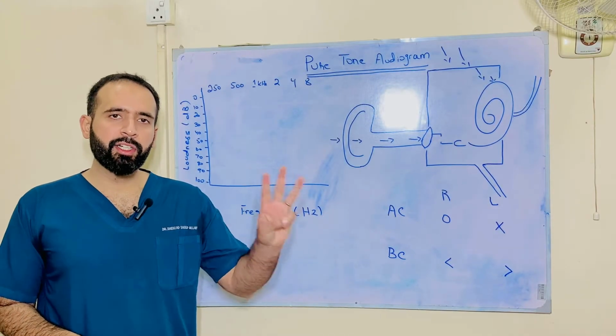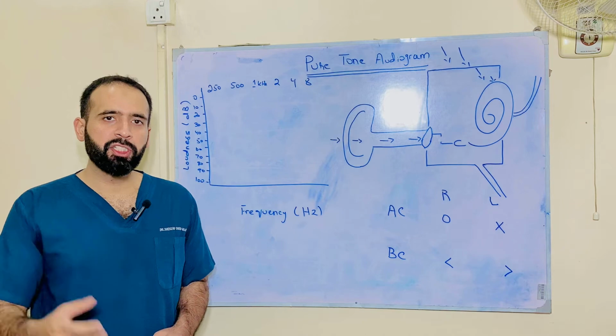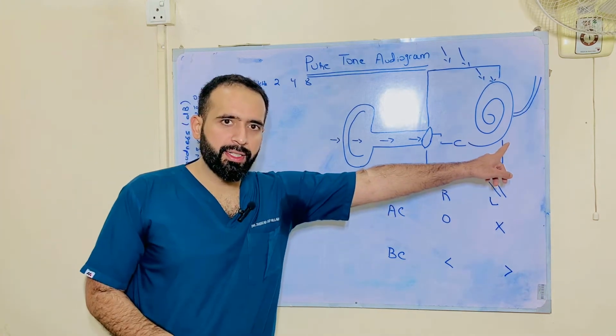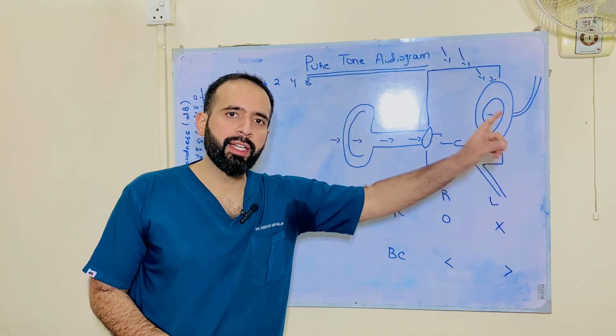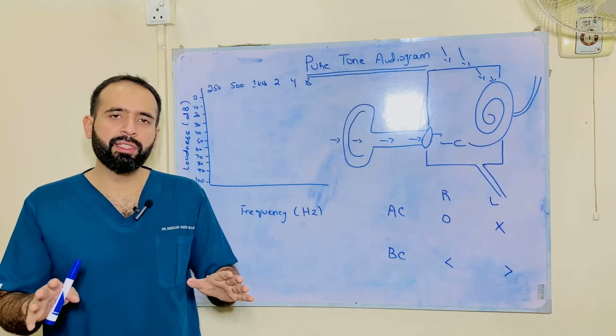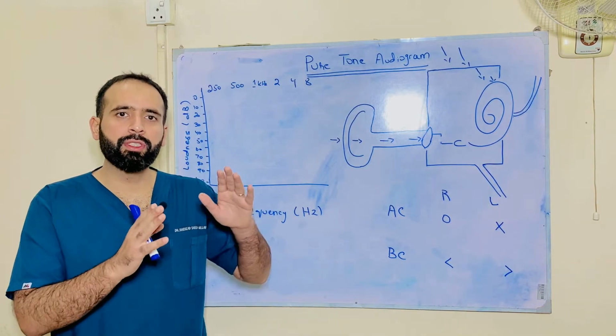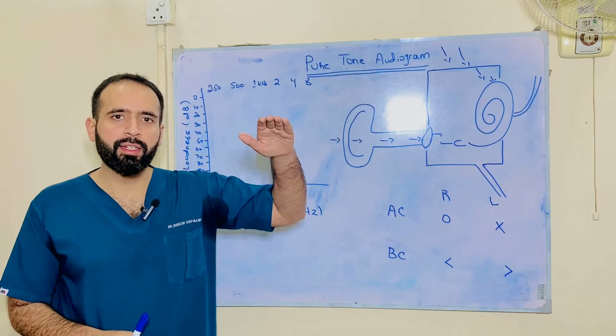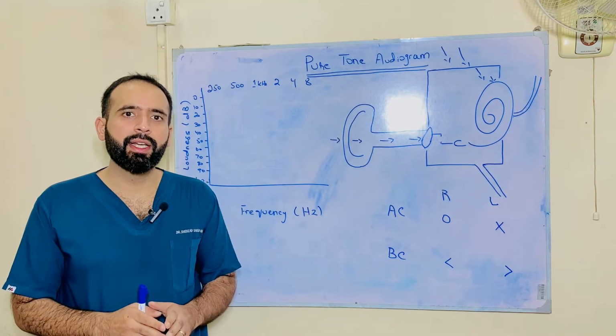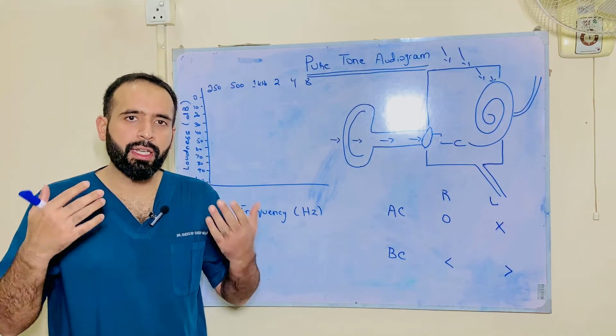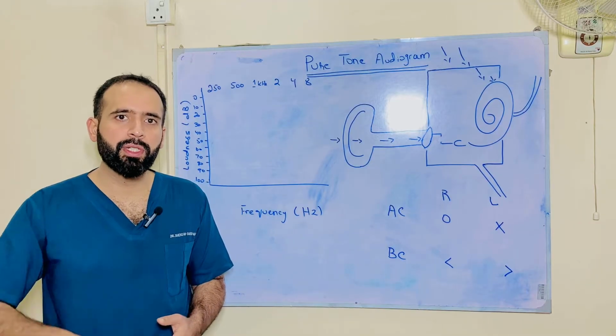Now let's consider scenario number 3. Let's consider a patient in whom the cochlea is damaged. There is cochlear damage. Whenever there is damage in the cochlea, it means that the receptors which are present inside the cochlea, their number has gone down. And the cochlea cannot appreciate the sounds that are being presented to it.